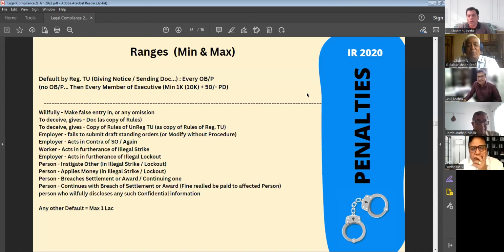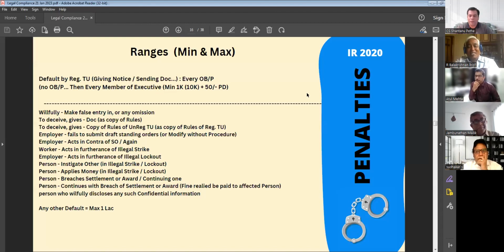And one of the important codes is the Social Security Code, which is a very new concept that has come. It is the biggest and the largest one, and it will be of great importance in the days to come when the code is getting implemented.